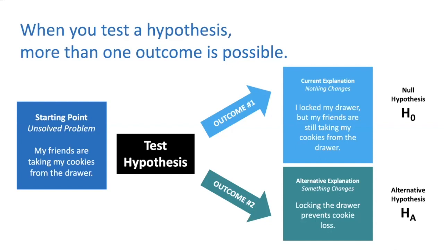One, we could have no effect. That is the null hypothesis. Nothing changes. You locked the drawer with the cookies in it, but your friends are still taking your cookies from the drawer. With this outcome, nothing advances your knowledge about cookie stealing because the current explanation holds true that friends are just stealing your cookies. And outcome number 2, locking the drawer prevents cookie loss. This is the alternative explanation that locking the drawer leads to a change. This is the alternative hypothesis, H subscript A.